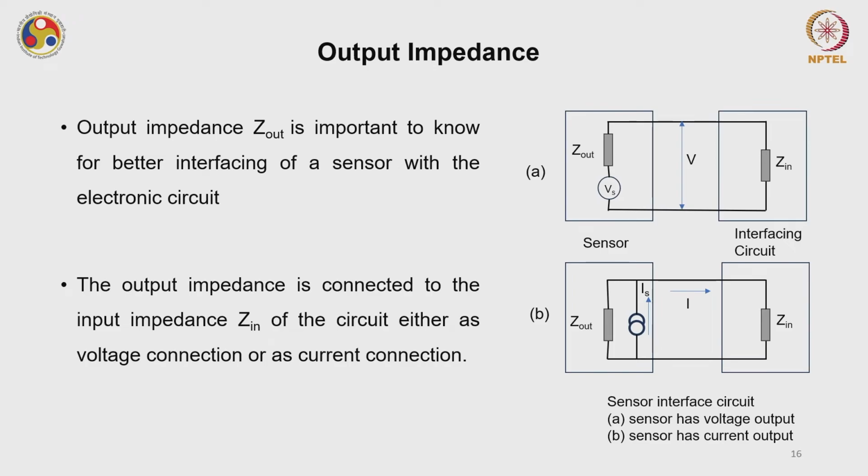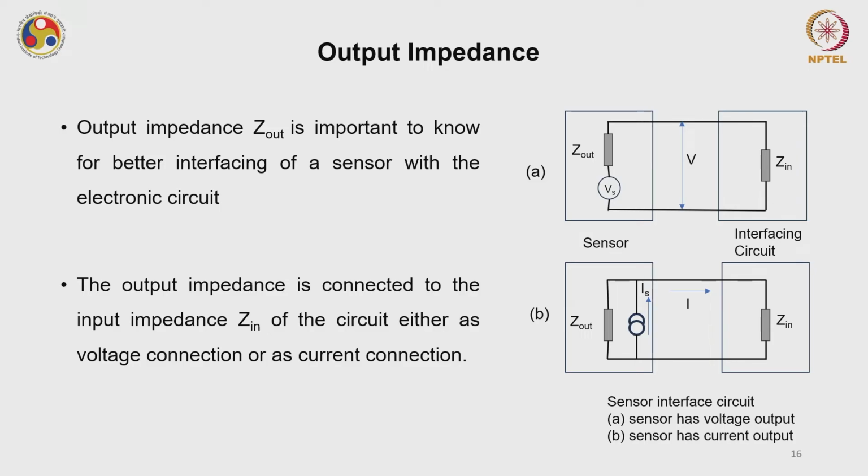Let's move to another characteristic, which is output impedance. Output impedance is very crucial for a sensor, particularly from the interface circuit design point of view. Output impedance, mostly denoted by Z out, is important to know for better interfacing of a sensor with the electronic circuit. Output impedance is connected to the input impedance of a circuit either as a voltage connection or as a current connection.